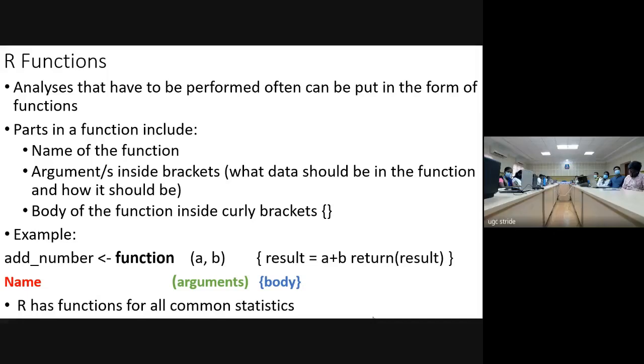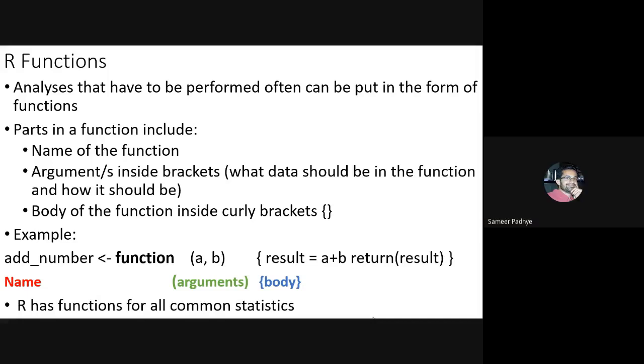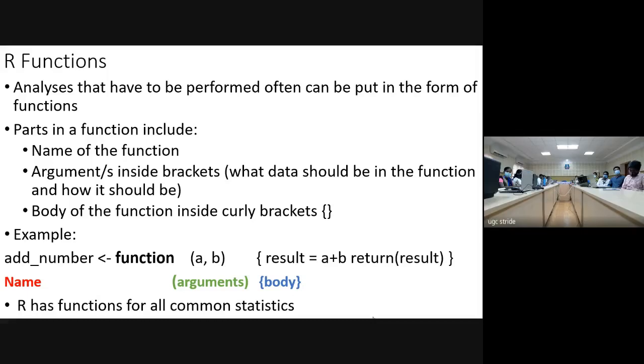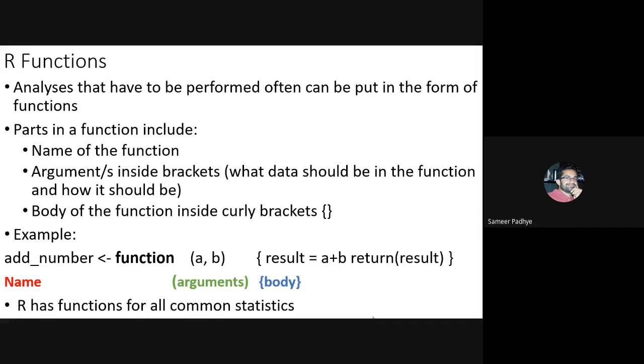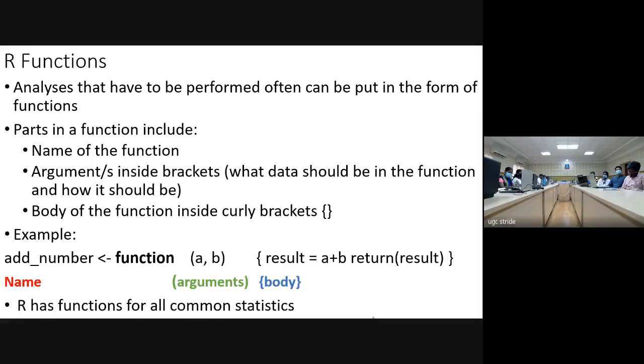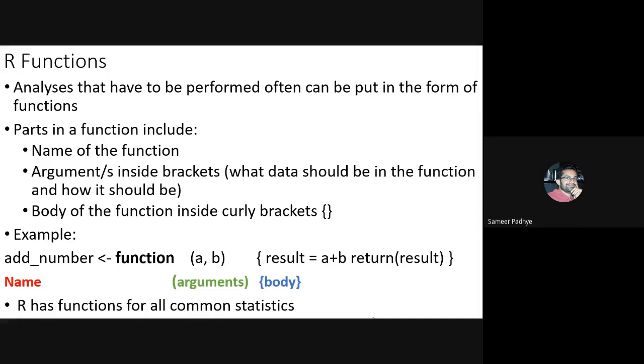And within curly brackets, you have something called the body of the function. In the body, you are supposed to tell R what you want to do with the input data. If you look at this example, this basically tells R that you want to add A plus B and return the result, whatever A plus B gives. Means you want the answer to this A plus B. Now, this is a very simple example of a function, right? People write very complicated and complex functions also.